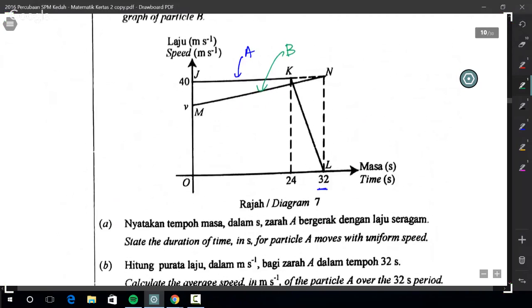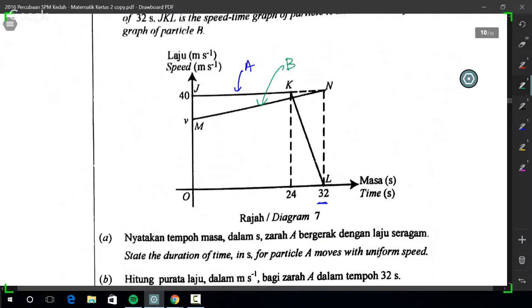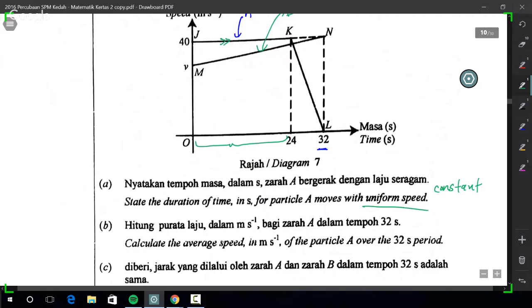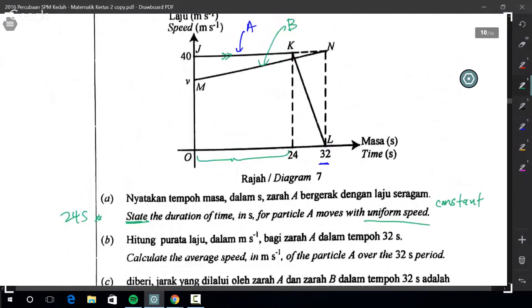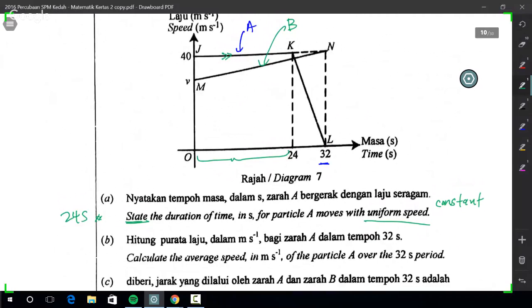All right, so state the duration of time in which particle A moves in uniform speed. Uniform speed means constant. Constant actually means there's no gradient. So no gradient means it must be parallel to the x-axis. So constant obviously is here. They ask you for the duration of time from here to here, so basically it is 24 seconds. And that question says state, so you can straight away write the answer, 24 seconds. Very easy.